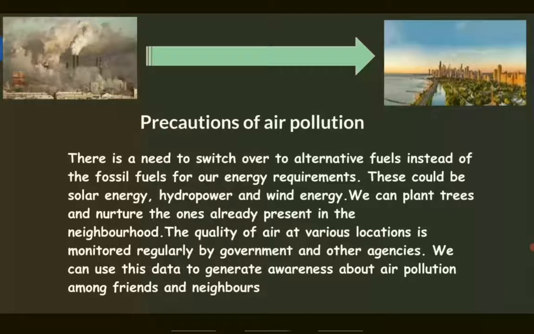We can plant trees and nurture ones already present in the neighborhood. Quality of air at various locations is monitored regularly by the government and other agencies. We can use this data to generate awareness about air pollution among our friends and neighbors.